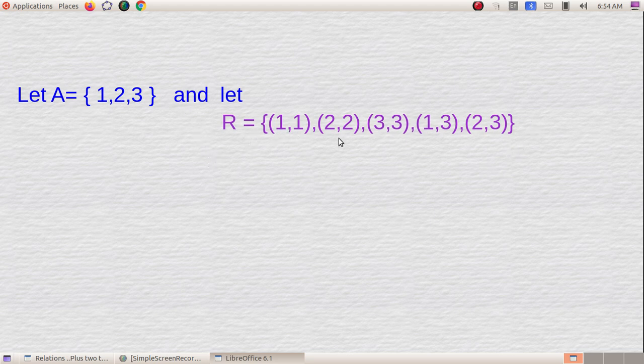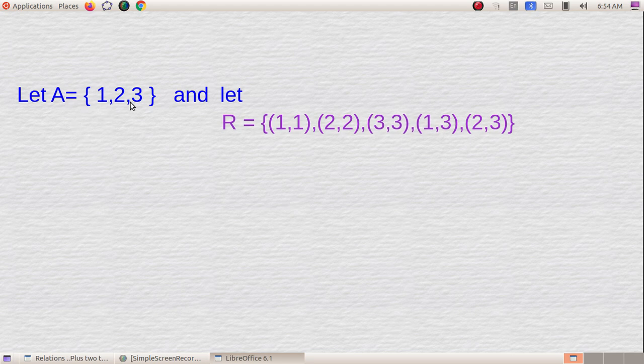Observe this relation carefully. What can you observe from here? 1 is an element of A, and 1 is related to 1 here. 2 is an element of A, and 2 is related to 2 here. 3 is an element of A, and 3 is related to 3 here.